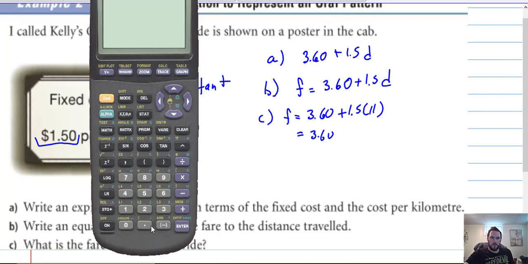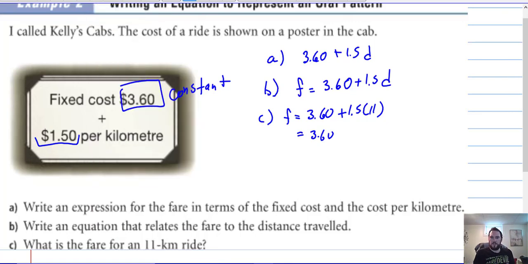So we get 1.5 times 11, and 16.50. So we add those together and we get $20.10. And there we go. So that's your intro to linear relations, and I will see you all in the next video.